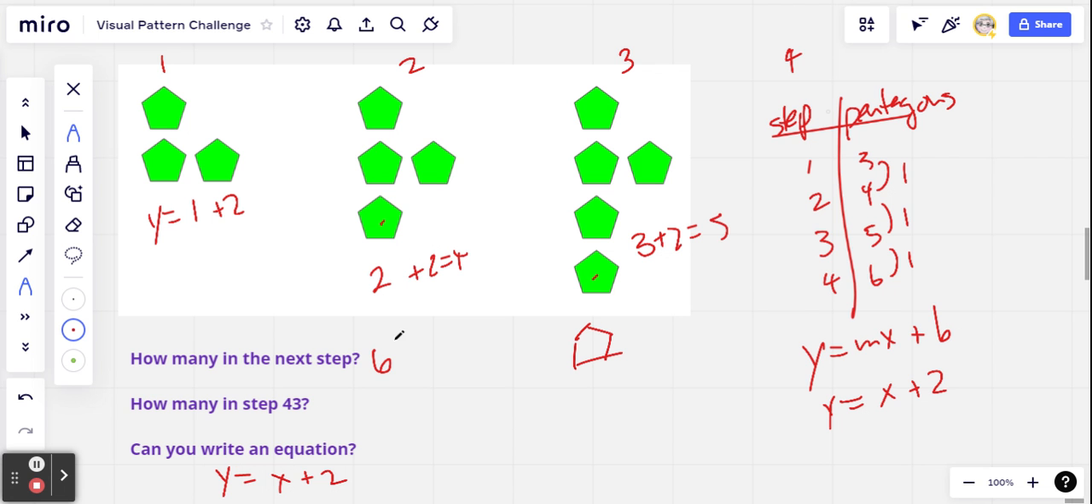So to determine the number in step 43, not too tough, we're going to plug in 43 for x. So y equals 43 plus 2, and that is 45. So there are 45 pentagons in step 43.